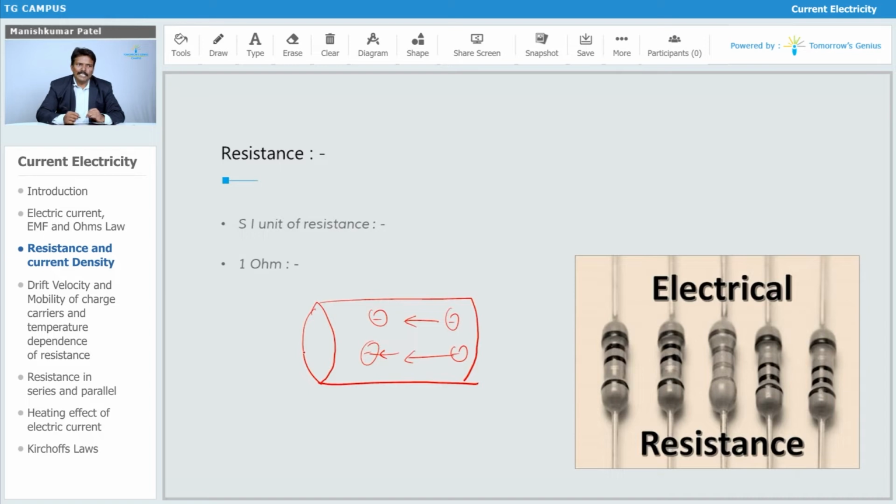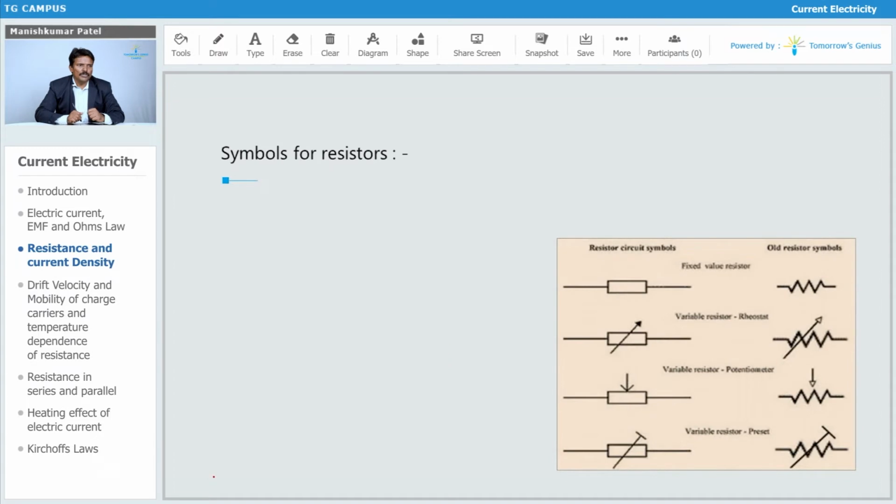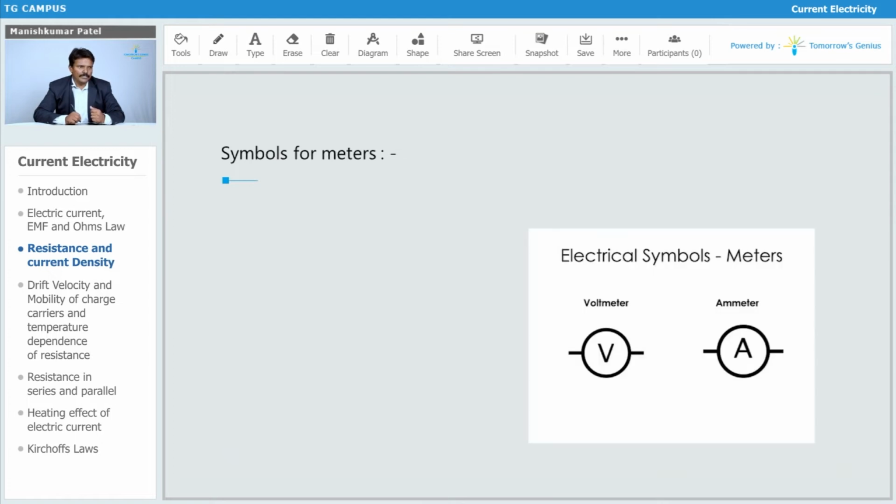The electrical resistance, you can manufacture in different values based on your requirement. These are the symbols for resistors which we can see over here. There are some fixed resistors, there are some variable resistors also, or we can create the resistance from a rheostat also. This is how the symbols have been mentioned for resistors.